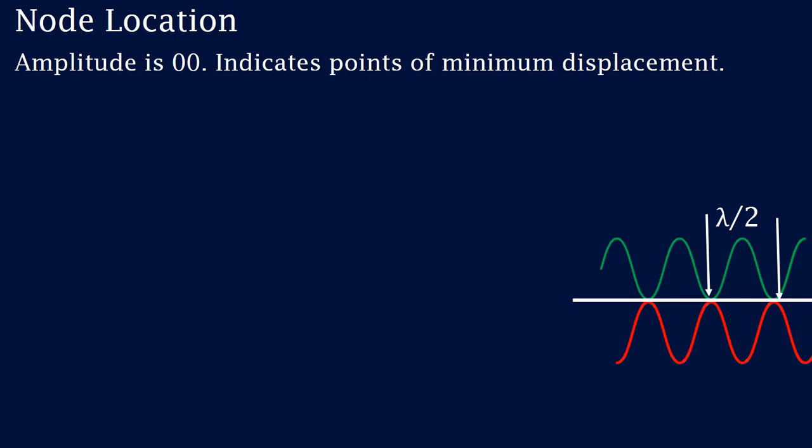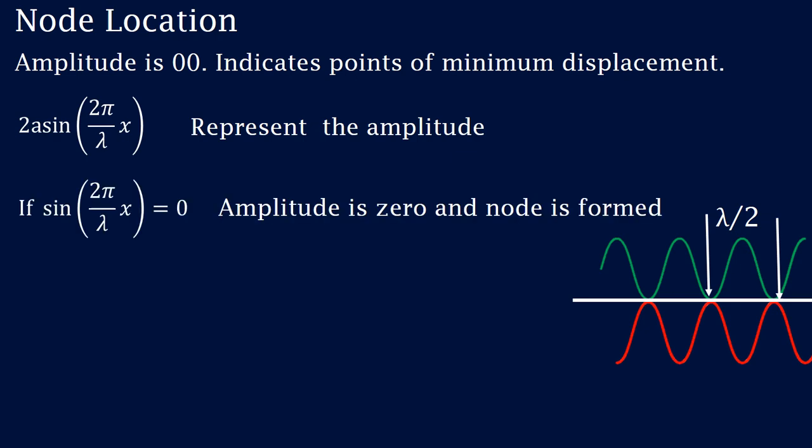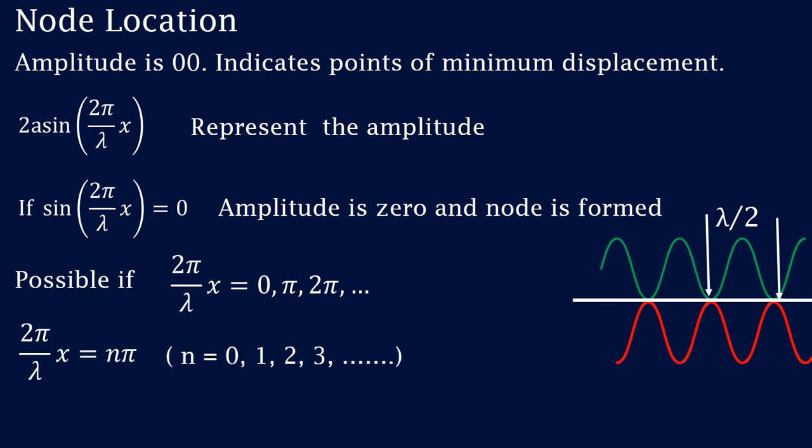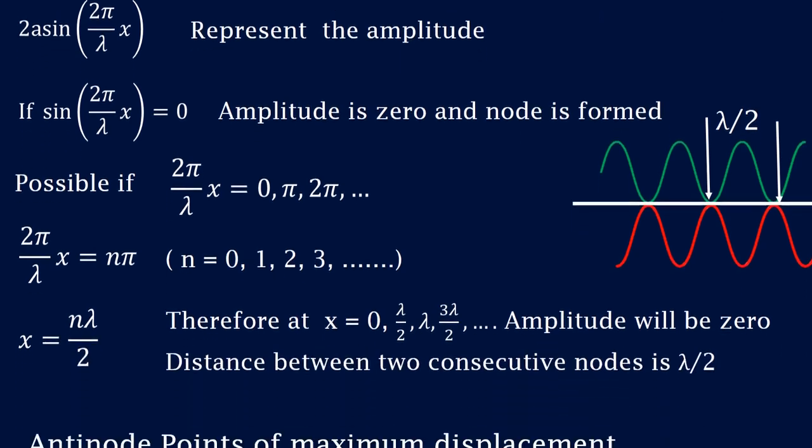Location of nodes. For the node condition, amplitude should be 0. Therefore, sin of (2 pi upon lambda into x) should be equal to 0. This condition can be achieved if 2 pi upon lambda into x is equal to 0, pi, 2 pi, and so on. Therefore, 2 pi upon lambda into x equals n pi. On simplifying the equation for x, we get x equals n lambda by 2. Therefore, at x equals 0, lambda by 2, lambda, 3 lambda by 2, amplitude will be 0. The distance between two consecutive nodes is lambda by 2.